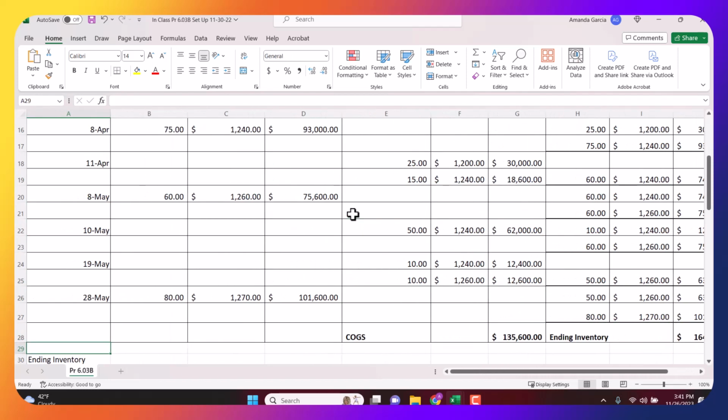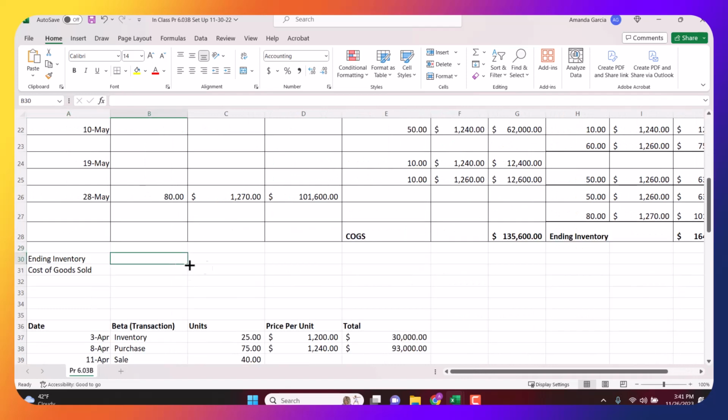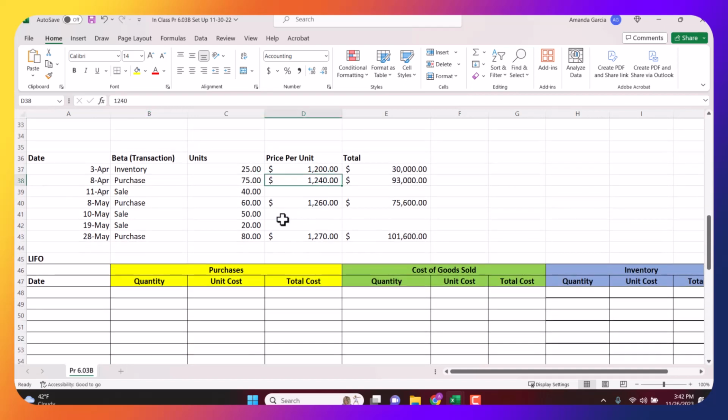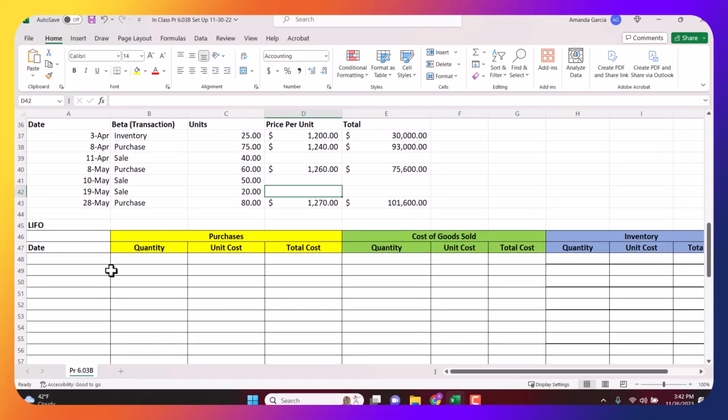I'm going to scroll down in the spreadsheet. Oh, so we wanted to know what is ending inventory. It is this. What is cost of goods sold? And those are our ending numbers. All right. So here is the same table, by the way. And we're going to demonstrate what we would do differently if we were using LIFO, L-I-F-O, last in, first out. So now we're going to sell the last item in as the first item out.